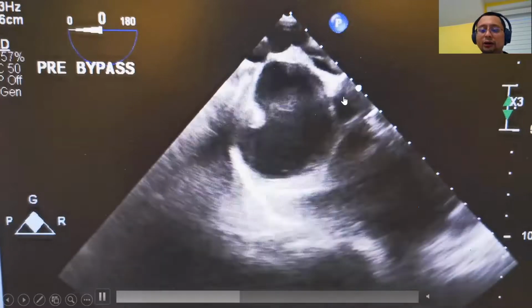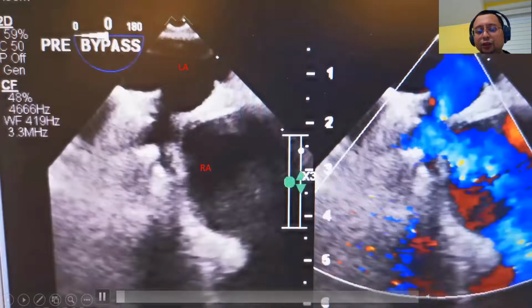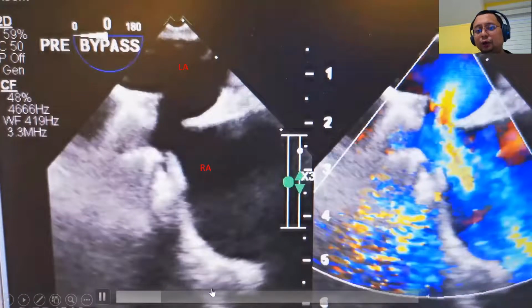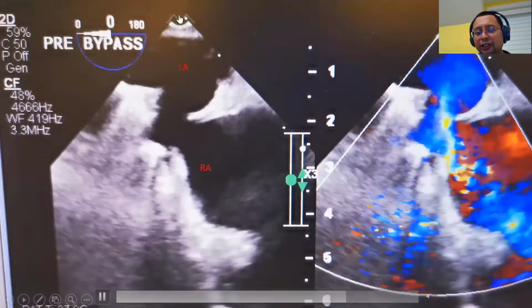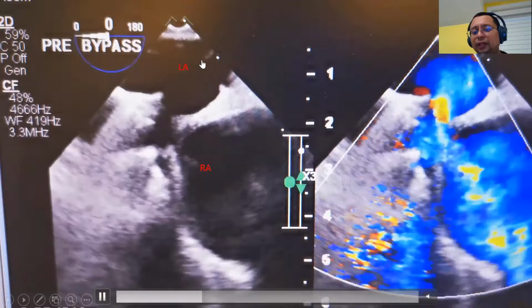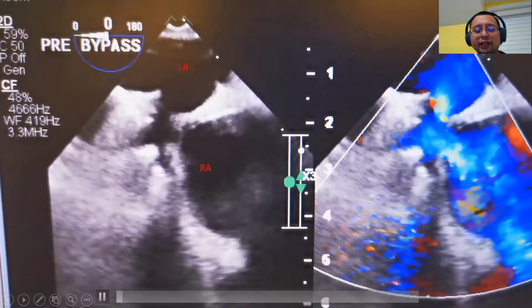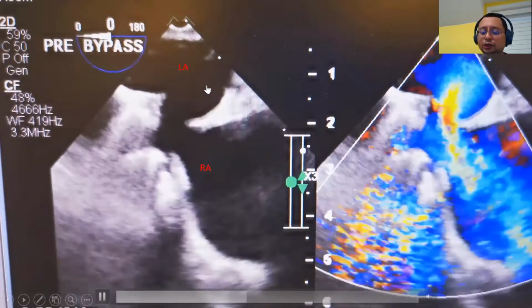All right. Now, go again. And I zoom the view, you can see blue. So this is your angle of insonation. Remember that blue is away from the probe. So blue is away. So the flow is actually from the left atrium to the right atrium. So there is no reversal of flow. So the flow is from the left atrium to the right atrium. So this is a sinus venosus ASD again.